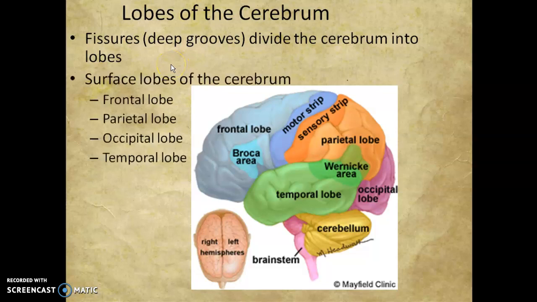Okay. So the surface lobes of the cerebrum, these are the ones that you can see from the outside. And lucky for us, if we remember our bones of the skull, or even the muscles of the cranium, we are good to go. Because the part of your brain that is right behind your forehead, right behind your frontal bone, right behind your frontalis muscle, is your frontal lobe. The parietal lobe is right underneath the parietal bone. Occipital lobe is in the back, right behind your occipital bone. And your temporal lobe is right at your temples, right behind your temporal bone.